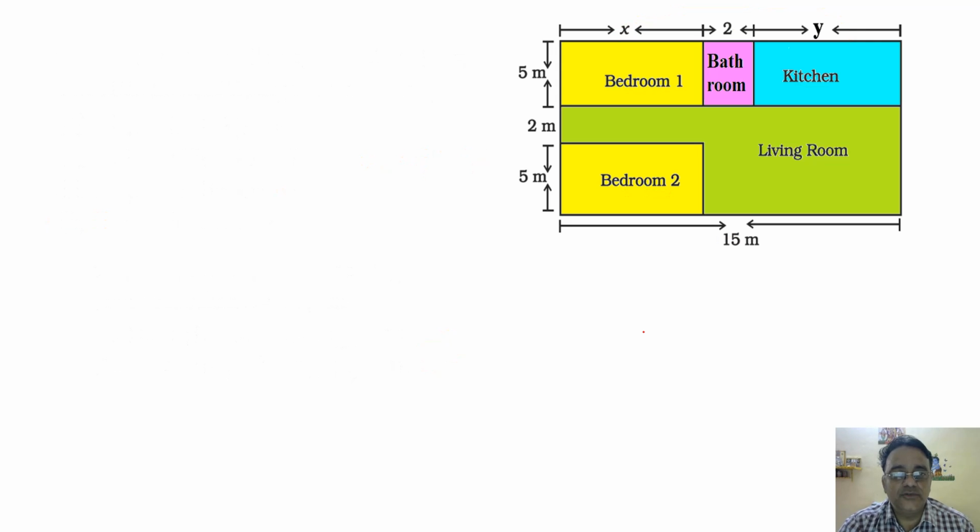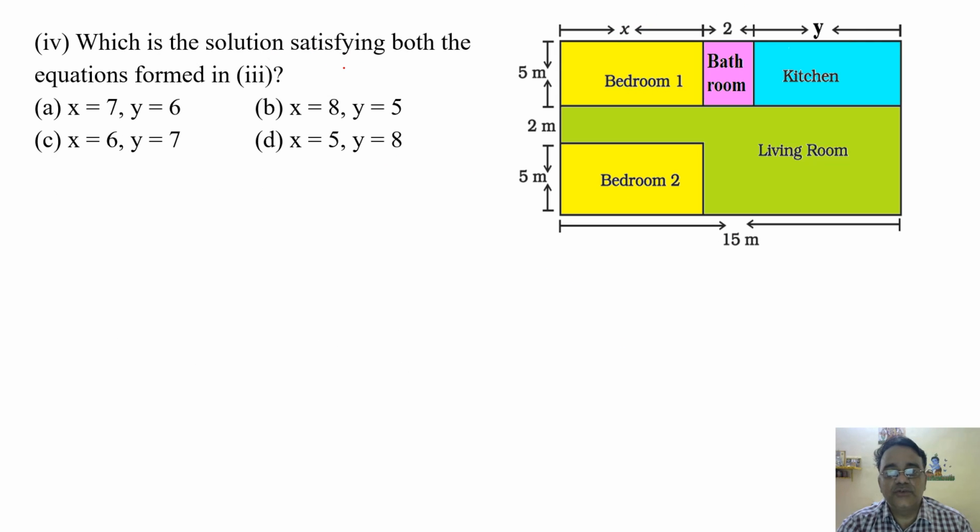Now we are moving toward question number 4. Which is the solution satisfying both the equations formed in third? So third equation में हम लोग को क्या मिला था? x plus y is equals to 13. ठीक है, इनफैक्ट सभी सेटिस्फाई कर रहा है, तो इसलिए हम लोग फर्स्ट वाले में चेक करेंगे. फर्स्ट इक्वेशन जो 2x plus y is equals to 19 आया था, क्योंकि x plus y is equals to 13 सभी में आ रहा है. देखो 7 plus 6 13 है, and 8 plus 5 is also 13.